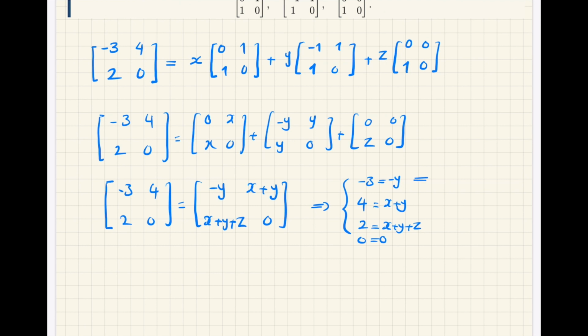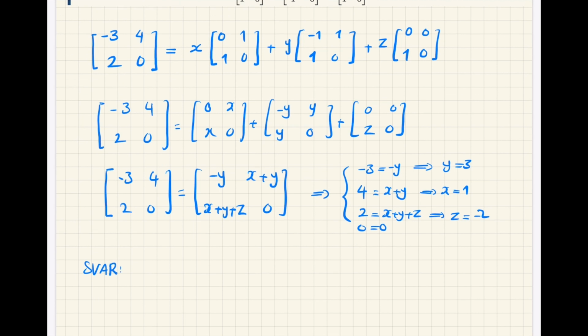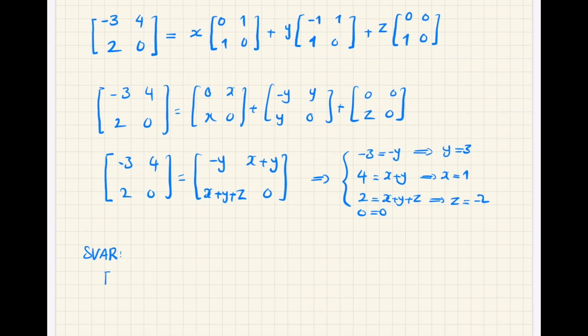So from this equation I get y is equal to 3, from this equation I get x equal to 1, and from this equation I get z is equal to -2, yes, because if I put x equal to 1 and y equal to 3. But the answer that you need to provide are not x and y and z. You have to write it down for me. So it means that I have asked you to write this as a linear combination. So this means that I got x equal to 1.